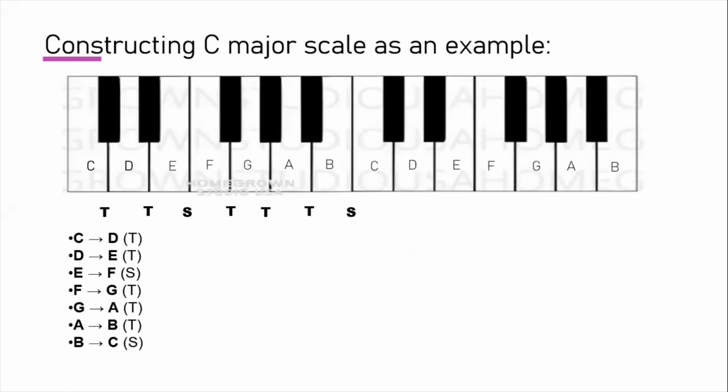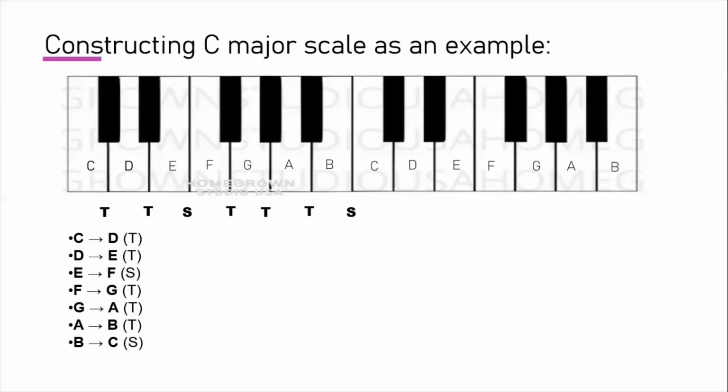Constructing C major scale as an example. Here we have a keyboard, which contains the black keys and the white keys, and we have from C to C, and B. Now, this is what we use in constructing the major scale: tone, tone, semitone, tone, tone, tone, semitone. And now here is an analysis.